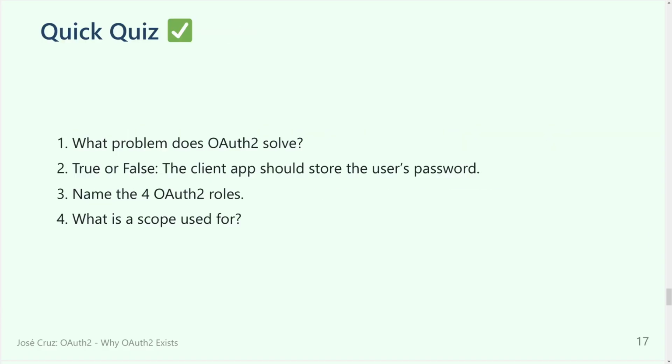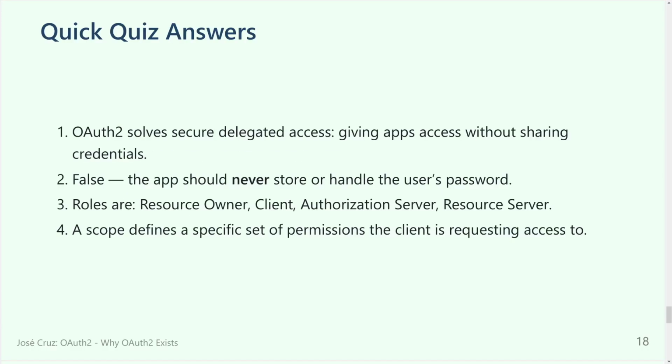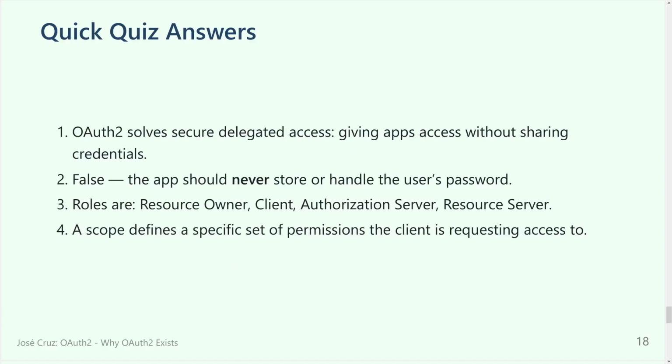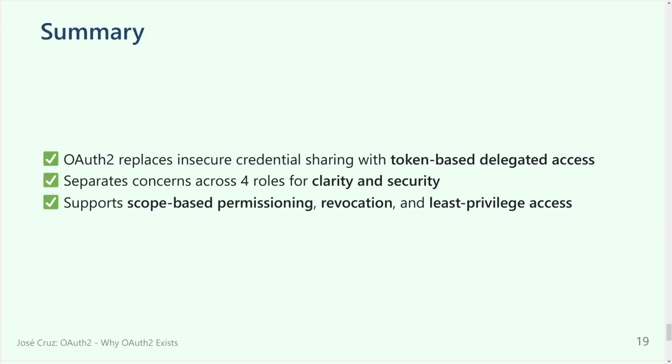The second question was whether the client should store the user's password. Third, name the 4 OAuth roles, which you should know by now: resource owner, client, authorization server, and resource server. And what is the scope used for? A scope defines a specific set of permissions the client is requesting access to. If you think differently, but you understood that it's about permissions and the limitations of the access, it's also right. So in summary, OAuth replaces insecure credential sharing with token-based delegated access.